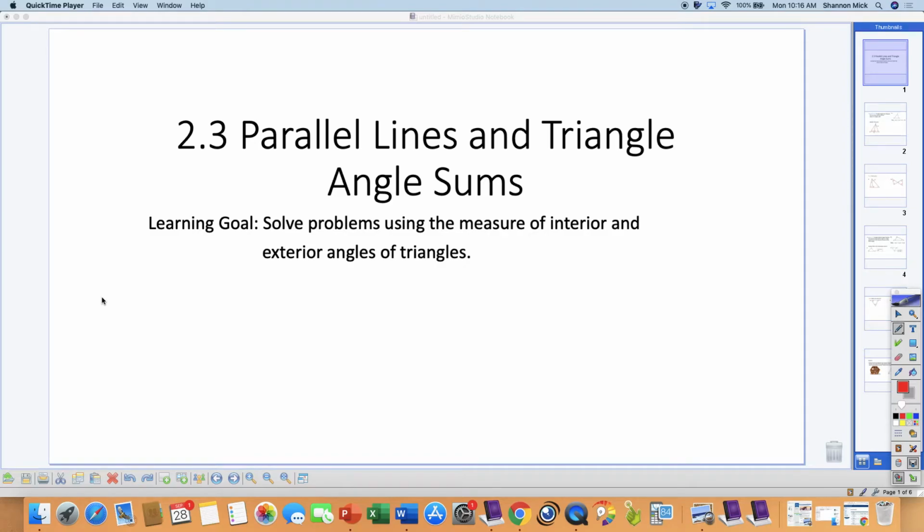Parallel lines and triangle sums. So we're going to use some information about parallel lines and triangle sums. We are going to solve problems using measures of interior and exterior angles of triangles. So today we're doing interior angles. Tomorrow we're doing exterior angles.